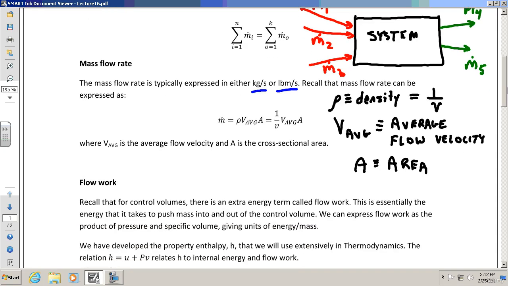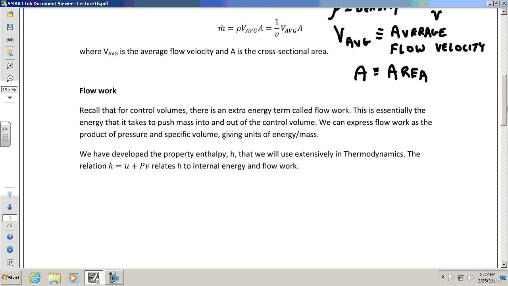Okay? All right, another thing to review is remember that for control volumes, this is when you have mass flow in and out, right? This is not a closed system. There's an energy term called flow work. I talked about this already. This is essentially the energy it takes to push mass in and out of the control volume. And we can express the flow work as the product of pressure and specific volume. That gives it the units of energy per mass.